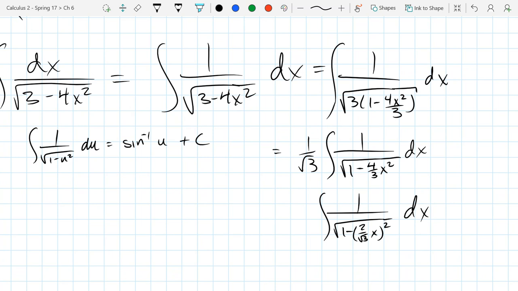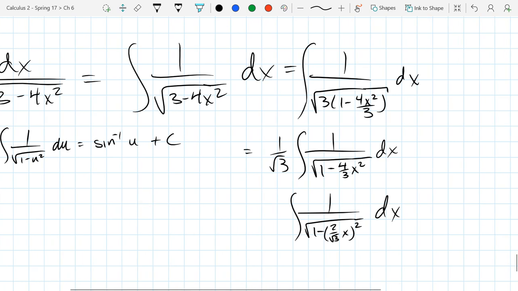What calculus trick do you know that you might be able to turn that into something else? U substitution. So what's a good choice for u? 2 over square root 3 x? Yep. So this term right there, that's going to be u. And then it'll be 1 over the square root of 1 minus u squared. It'll be in exactly the right form.